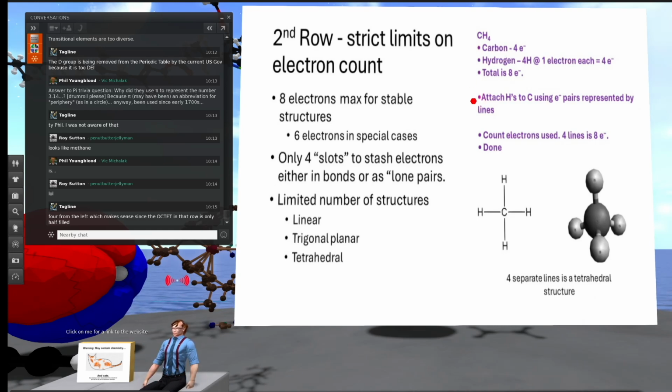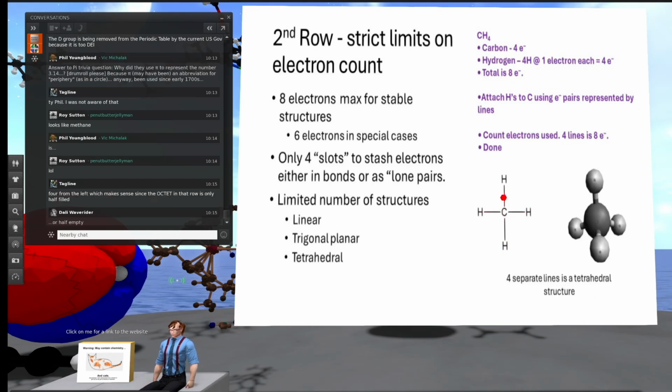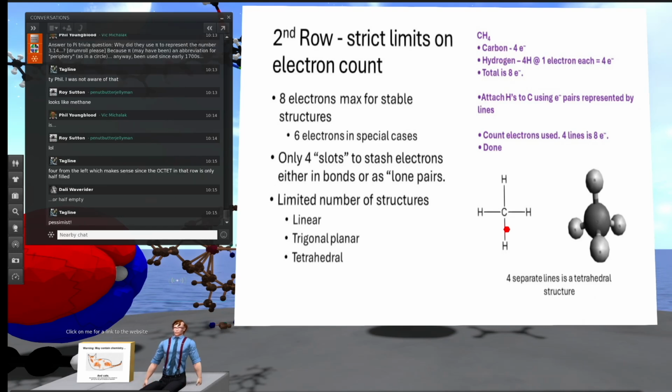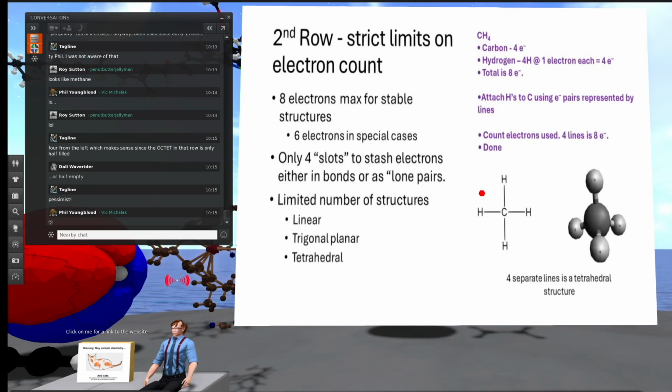So if we're going to try to pretend to make structures that we understand to be stable, first of all, we have to attach the atoms together. So here we're going to attach all the hydrogens to carbons using pairs of electrons represented by lines. So we have a carbon in the middle, and we just put 4 hydrogens around it, because that's what's in the formula, and connect each by a line. Each line represents 2 electrons, 4 lines, 8 electrons, we're done. Yay.